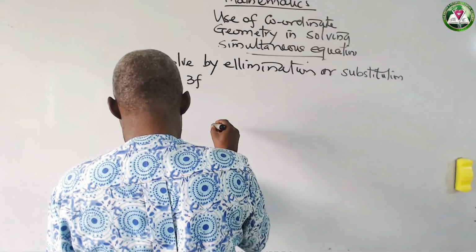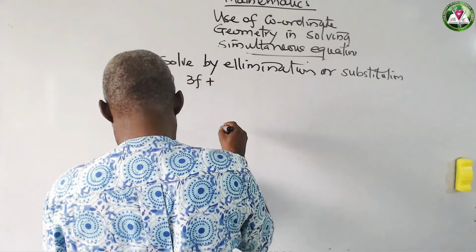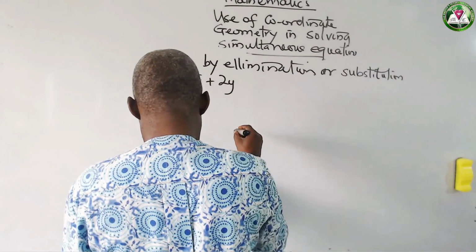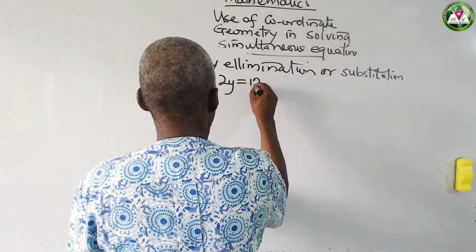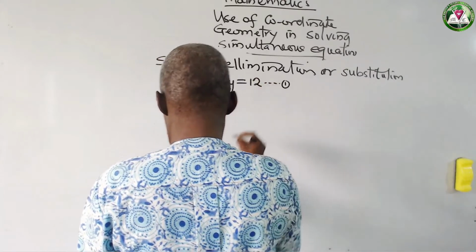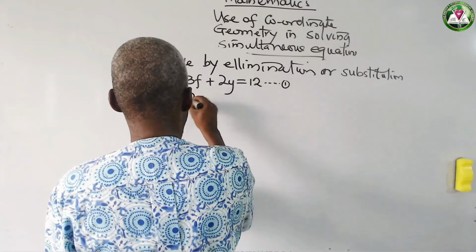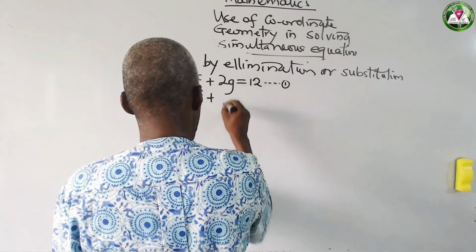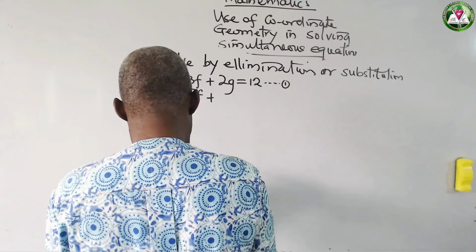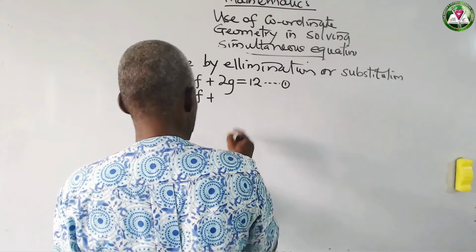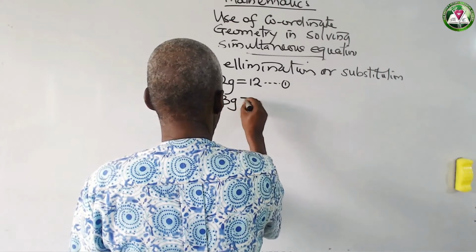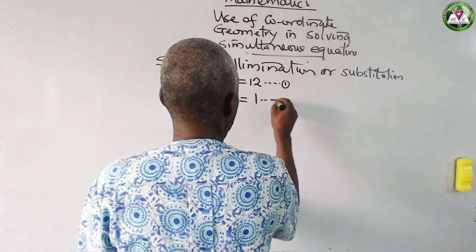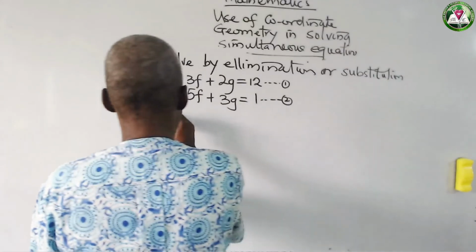3F plus 2Y is equal to 12. That is equation 1. Then 5F plus 3G, 5F plus 3G is equal to 1. That's equation 2.